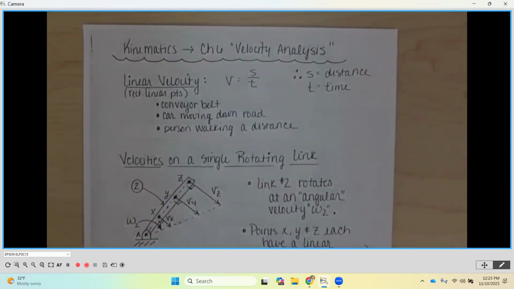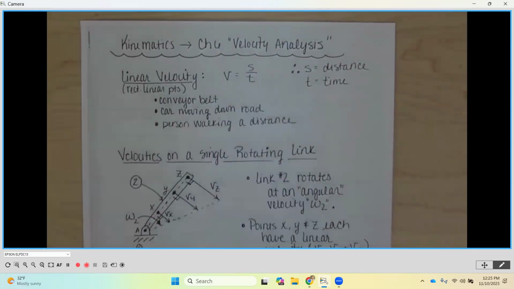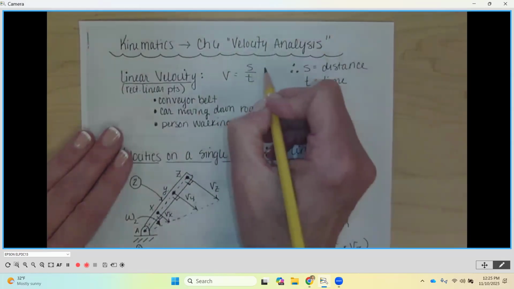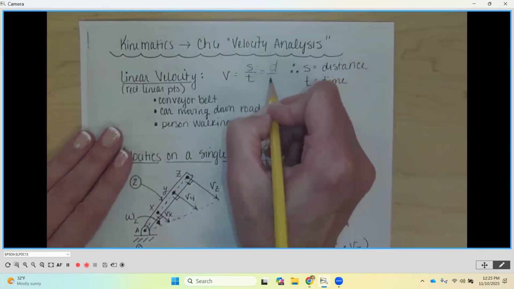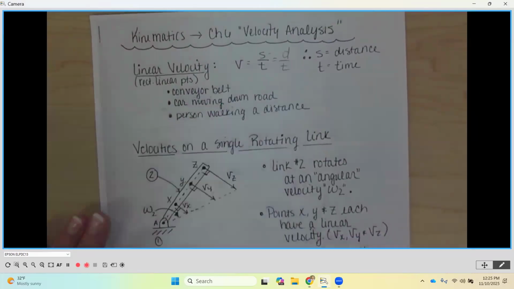Up here, this is what we just talked about, linear velocity. Linear velocity is rectilinear points, so straight line motion. Its magnitude is going to be found by taking S or D, so I'm going to say this is also equal to D over T, distance over time. So things like, how fast is a conveyor belt moving?